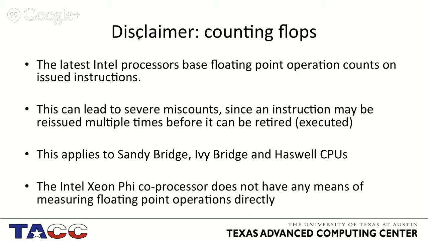And the reason is that they count instructions issued instead of instructions retired. So an instruction may be issued several times before it's actually executed, because the processor can issue an instruction, but then it's not able to retire it because the data is not available to execute the instruction. And so the instruction will go back onto the buffer and be reissued later on until the data is available. So you can get overcounting.